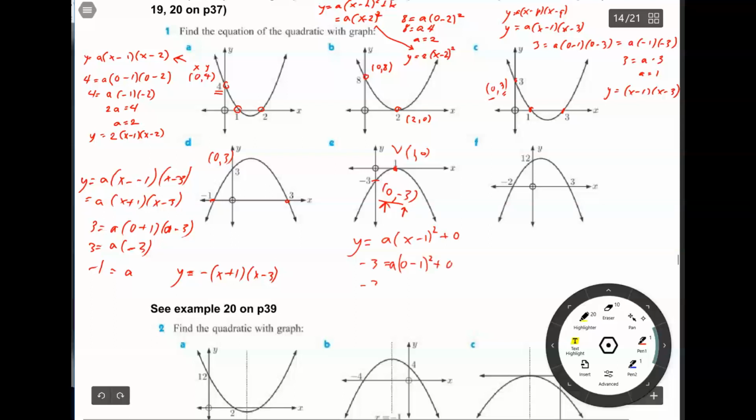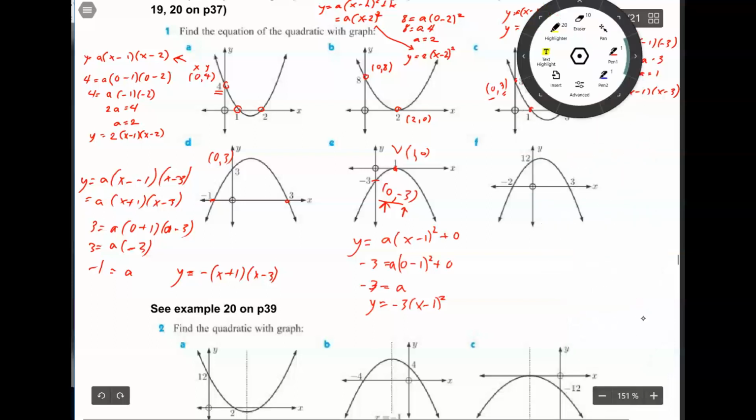And so that gives us negative 3 equals a times negative 1 squared. Negative 1 squared is 1. Plus 0. So a is equal to negative 3. Now let's rewrite it with everything filled in. So it would be y equals negative 3 times x minus 1 squared plus 0. Okay.